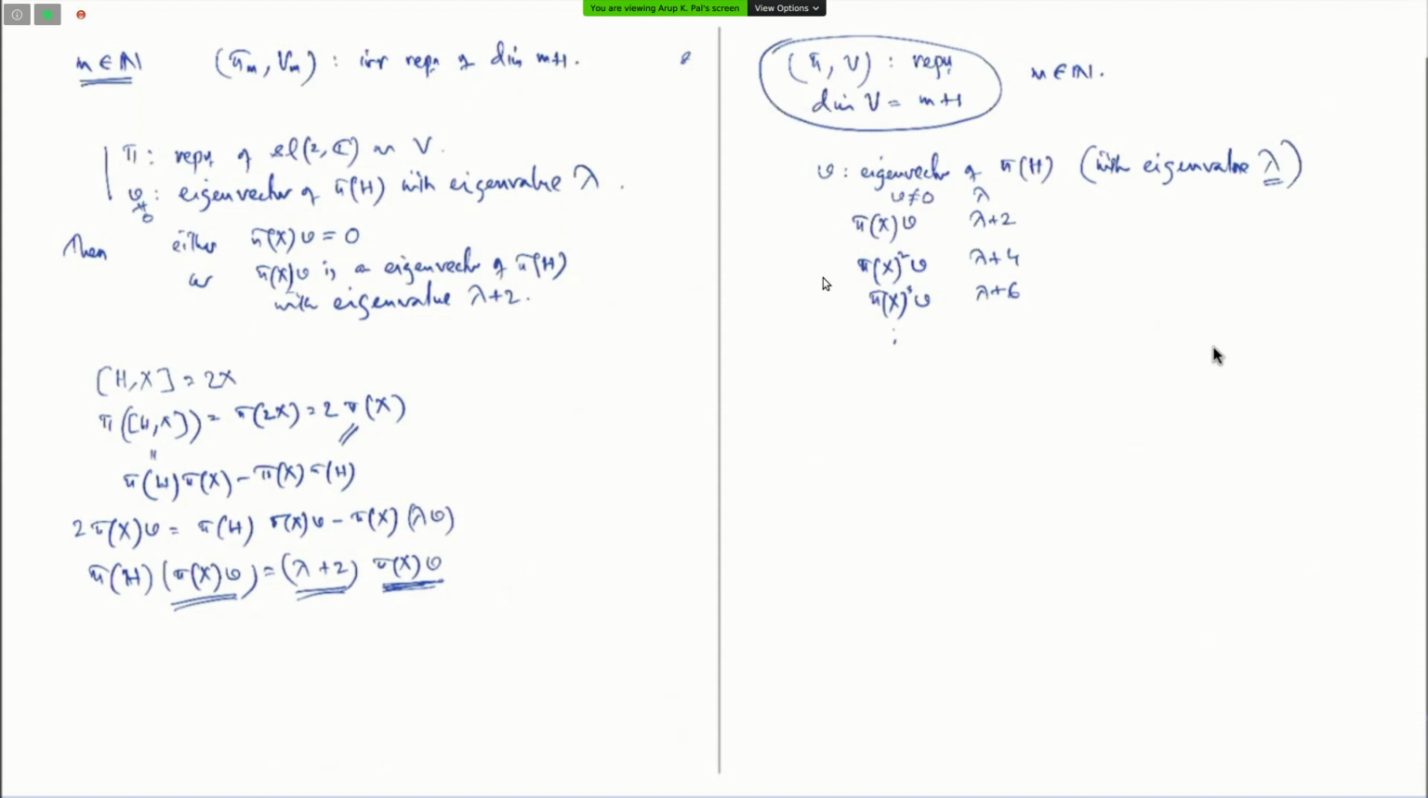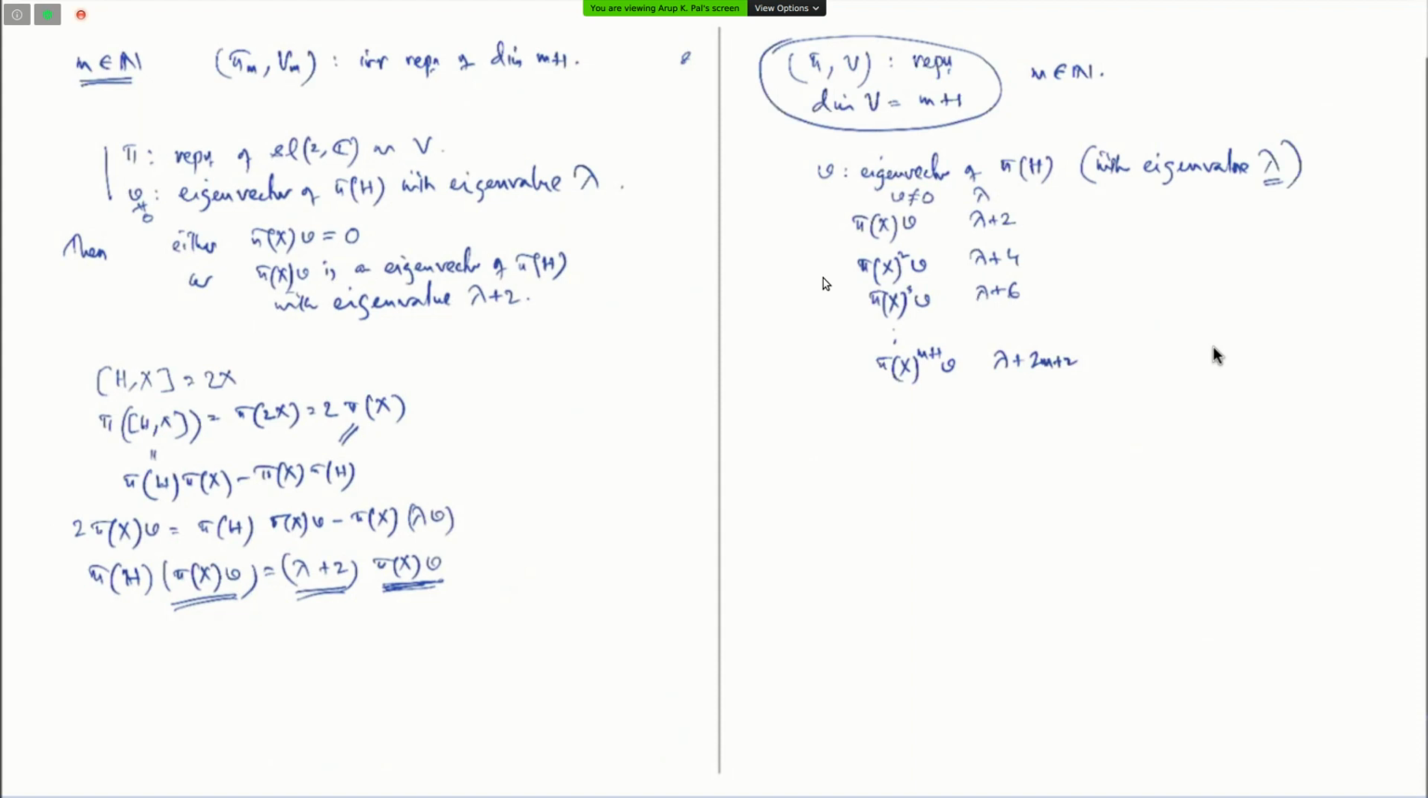Because if all of them here are non-zero, then you will have more than m plus 1 independent vectors, because they are eigenvectors corresponding to distinct eigenvalues. They are independent. So already in this list, all of them cannot be non-zero. So one of them would be 0.